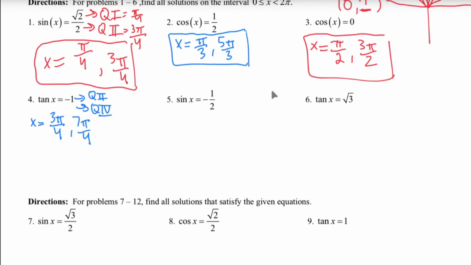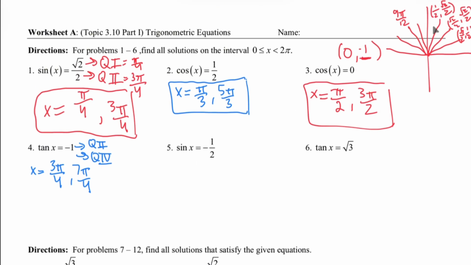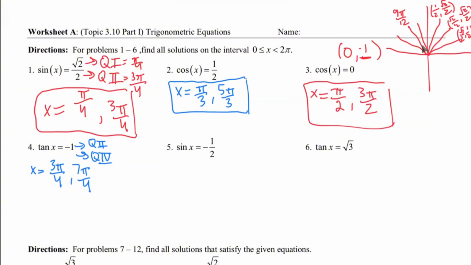So number 5, where do we have sine negative? From our first problem, we know that quadrant 1 and 2 is positive, so that means quadrant 3 and 4 is negative. For negative 1/2, we know sine is 1/2 at pi over 6, so then it would be this line right here, the 6's. I know this is 7 pi over 6, and this is 11 pi over 6.